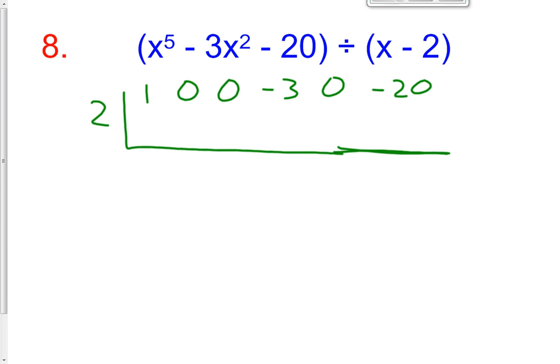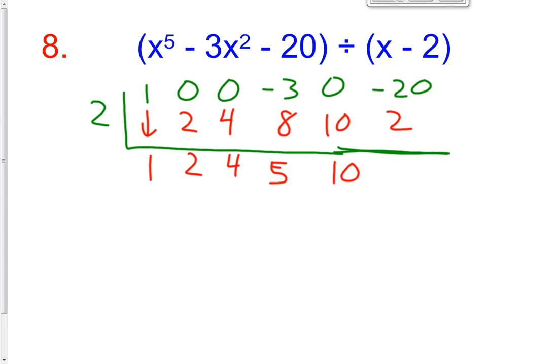So there's our coefficients. So we're going to do a lot of multiplying and adding in this one. Bring this down and we get 1. Multiply, 2. Add, 2. Multiply, 4. Add 0 and 4 to get 4. Multiply 4 times 2 to get 8. Add positive 5. Multiply 10. Add 10. Multiply 20. Add 0. There lies our remainder.